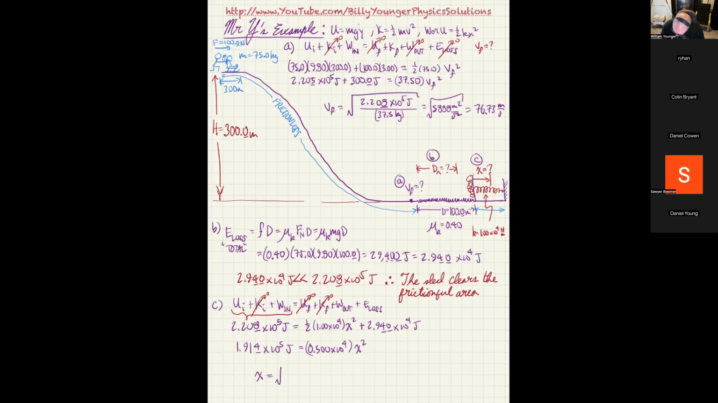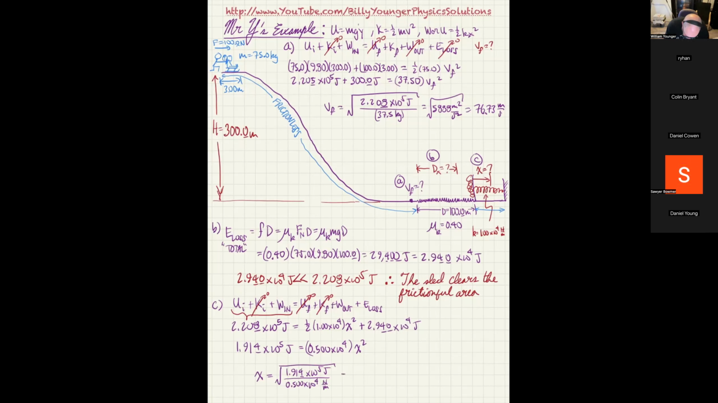1.914 times 10 to the fifth, by the way, joules divided by, remember the k is newtons per meter, so this would be 0.500 times 10 to the fourth newtons per meter. When you divide a joule, which is a newton meter, by a newton, that's going to give you a meter. And then when you divide it by a newton per meter, that meter is going to come on the top and give you meters squared. So we can now say this is divided by 0.5 times 10 to the fourth.